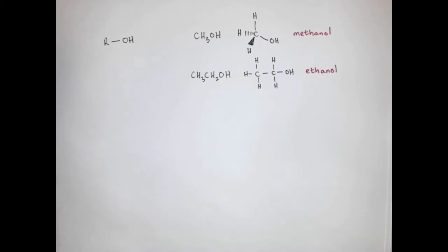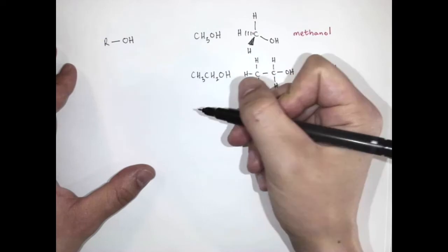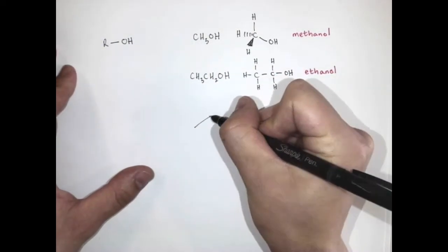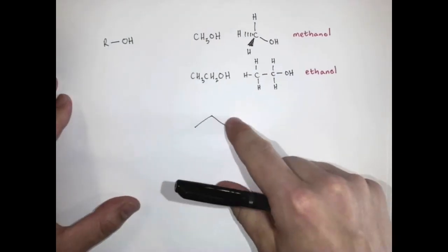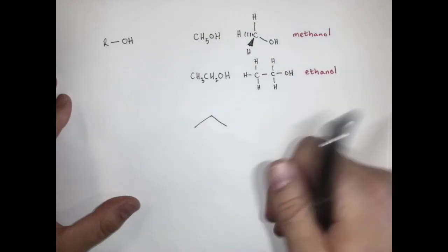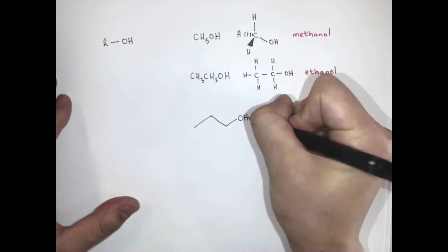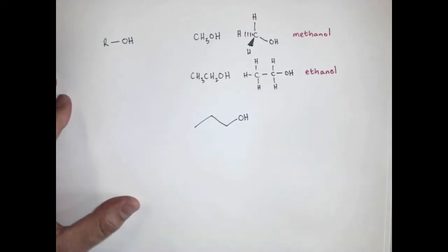And the next class, this is where things change a little bit, is when I have 3 carbons in the chain. So here's a 3-carbon chain, propane. And if I add a hydroxyl group to it, I can actually add it in two different places that would change the structure of the molecule.